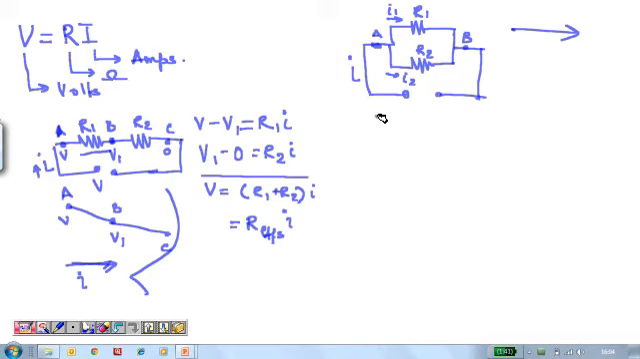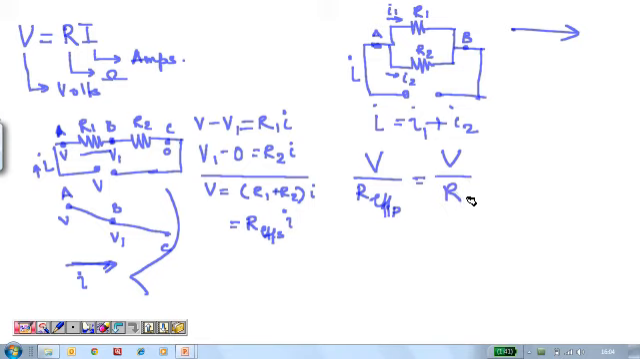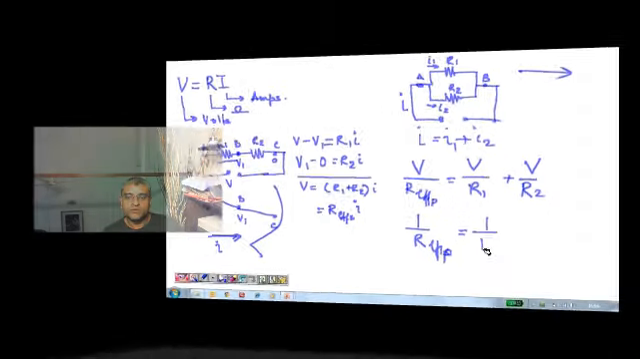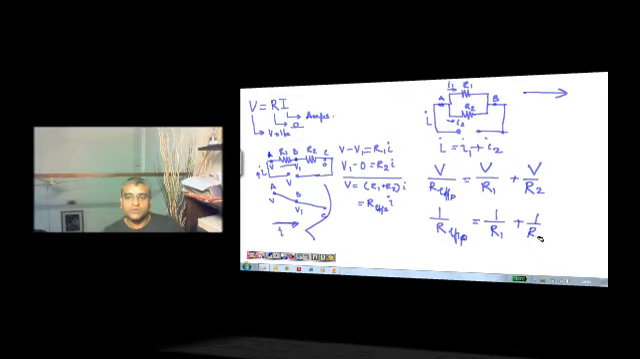So we apply that I is equal to I1 plus I2. I can be written as V upon R effective for parallel circuits, which is equal to V upon R1 plus V upon R2. Then we come up with the other formula, which is 1 upon R effective parallel is equal to 1 upon R1 plus 1 upon R2.